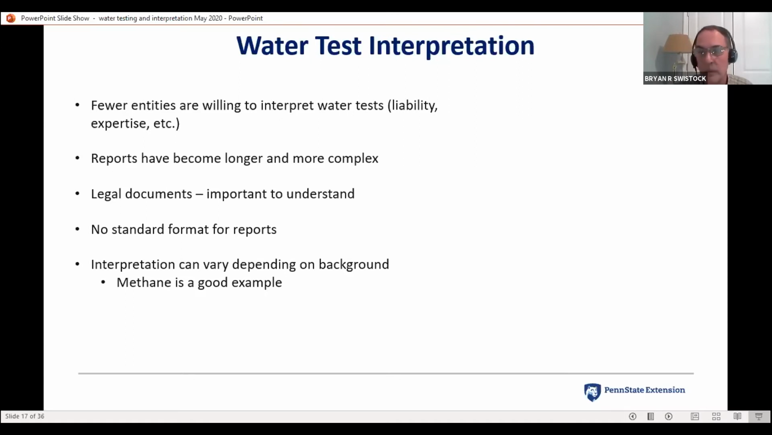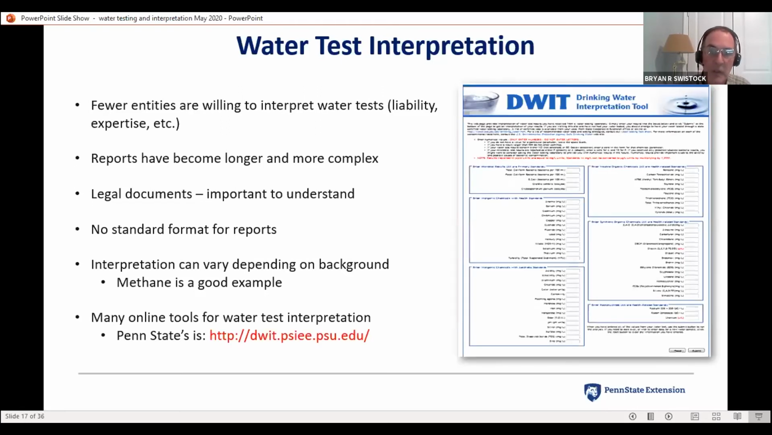Interpretation can vary for some of the water quality parameters. Methane is a great example. Methane doesn't have a drinking water standard, so it's open to a lot of interpretation. Some people will say, if you have any methane in your water, you have a potential problem. Others will say, methane doesn't have a drinking water standard, so I'm not going to worry about it. So even if there's a lot of methane in the water, I'm not going to tell anybody about it because there's no drinking water standard for it. And we fall back on drinking water standards for a lot of this. So that's just one example where interpretation can vary depending on perspective, especially for things where we don't have drinking water standards to go by.